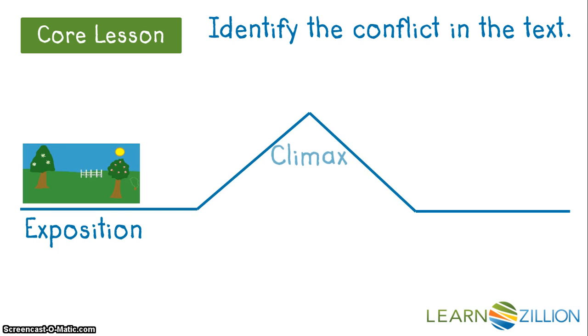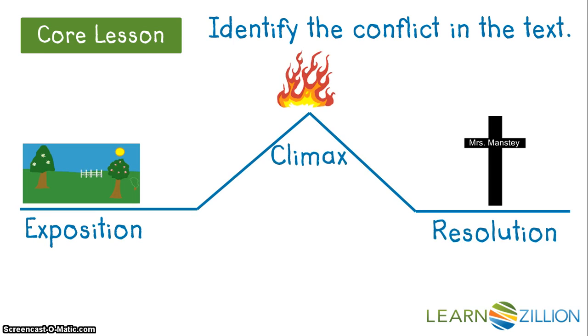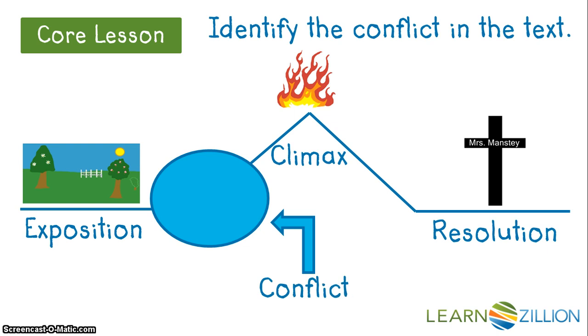Let's look at the plot diagram again. On the plot diagram, the conflict occurs between the exposition and the climax because it is the conflict that drives the action towards the climax. We know that the conflict in Mrs. Manstey's View is the conversation between Mrs. Black and Mrs. Manstey because Mrs. Black's lack of concern towards Mrs. Manstey regarding the extension drove Mrs. Manstey to set the balcony on fire.